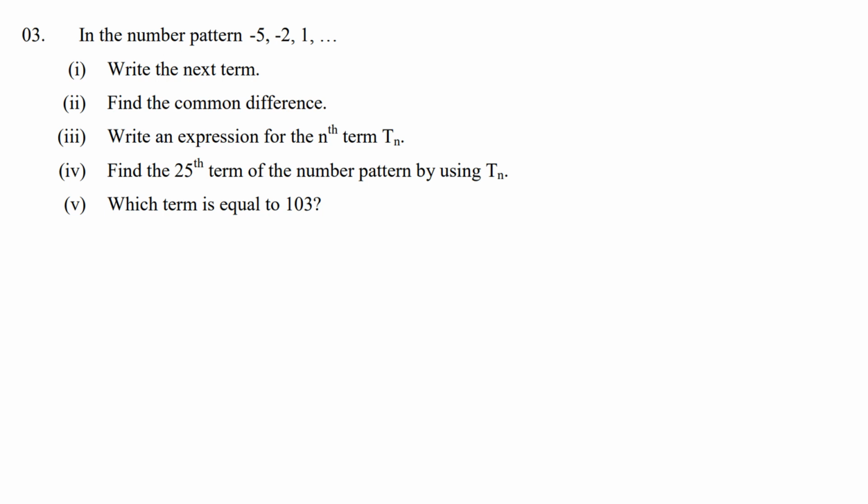Here we have the number pattern minus 5, minus 2, 1, and you have to write the next term. I think you understand this pattern. Minus 5 goes to minus 2, so you add plus 3, and then minus 2 plus 3 is equal to 1. Then plus 3 again, and 1 plus 3 is equal to 4. Then the next term is 4.